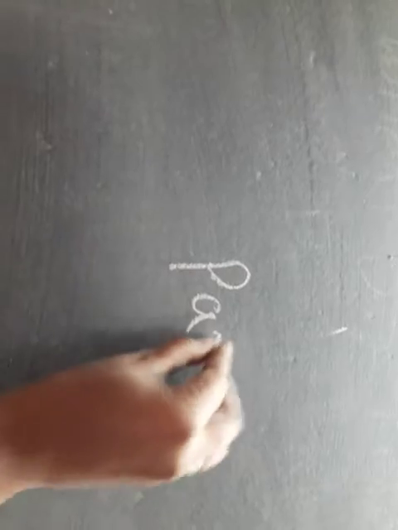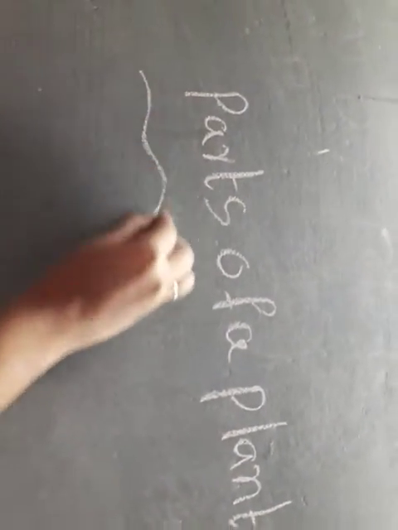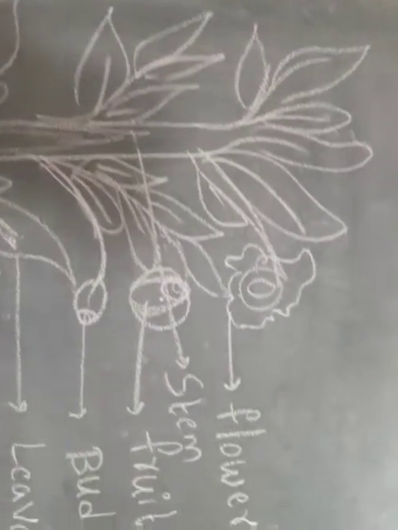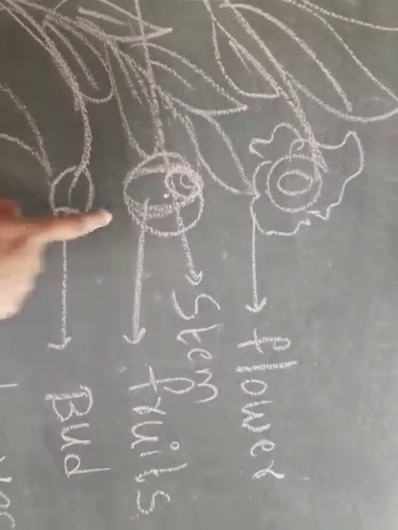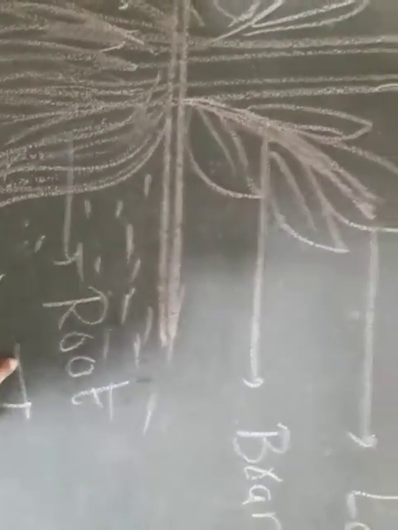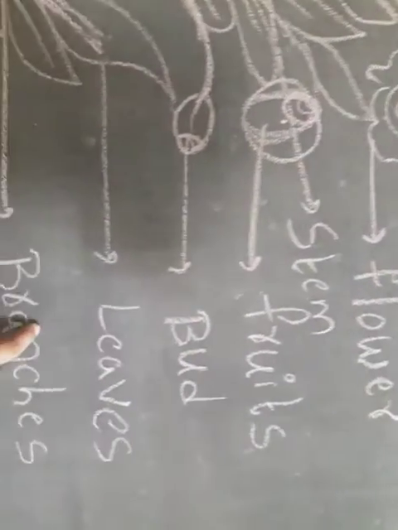Sixth lesson, parts of a plant. Parts of a plant. Okay, it is a plant children. It is a balsam plant. A plant has a flower, stem, fruit, bud, leaves, branches, root. These are the parts of a plant: flower, stem, fruits, bud, leaves, branches and root. I have written them here, see children.